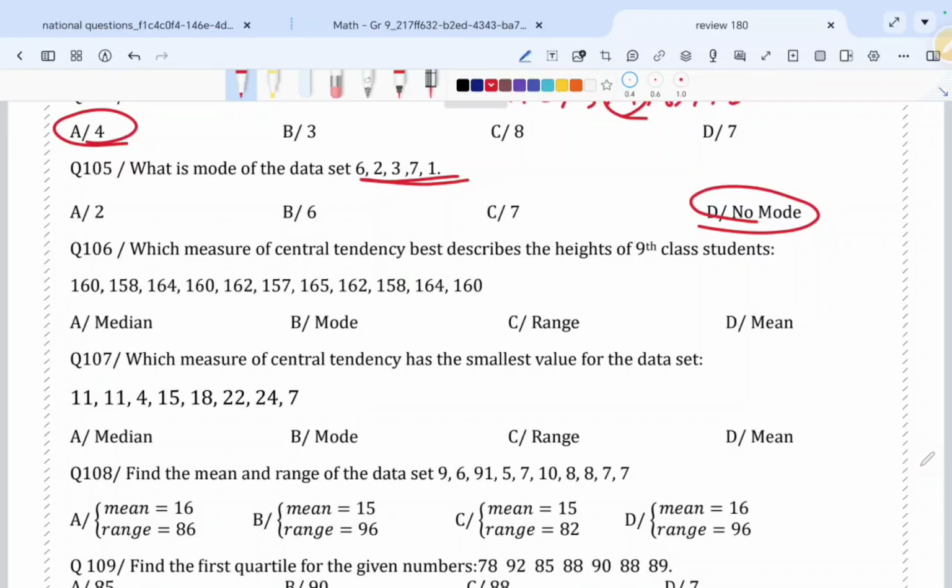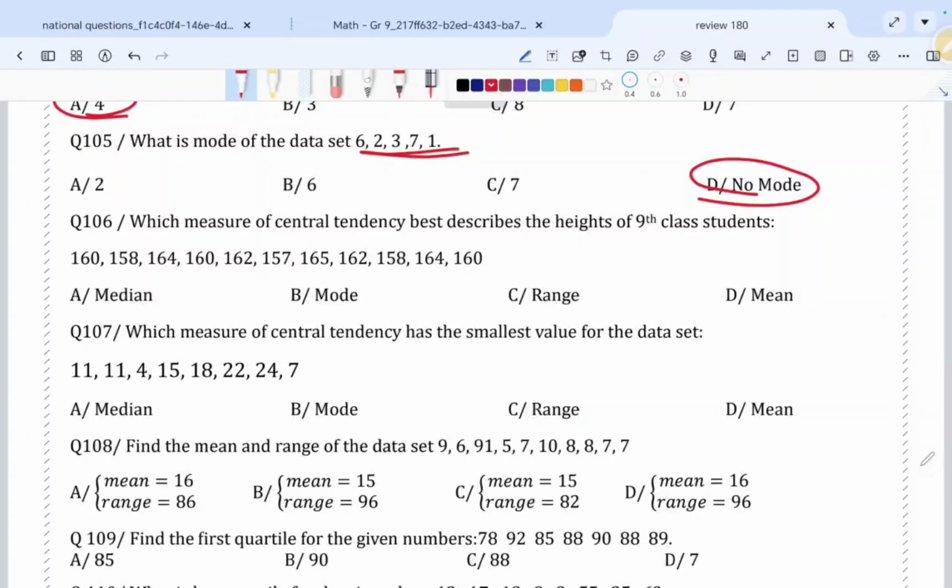Which measure of central tendency best describes the height of 9th class students? As you can see, here there's no outlier, okay? We have a note: if the set of data consists of an outlier, then median is the best. If the set of data does not consist of an outlier, then mean is the best described. When about half of data points are the same, mode will be the best described. In this example, we don't have an outlier, so mean is the correct answer.